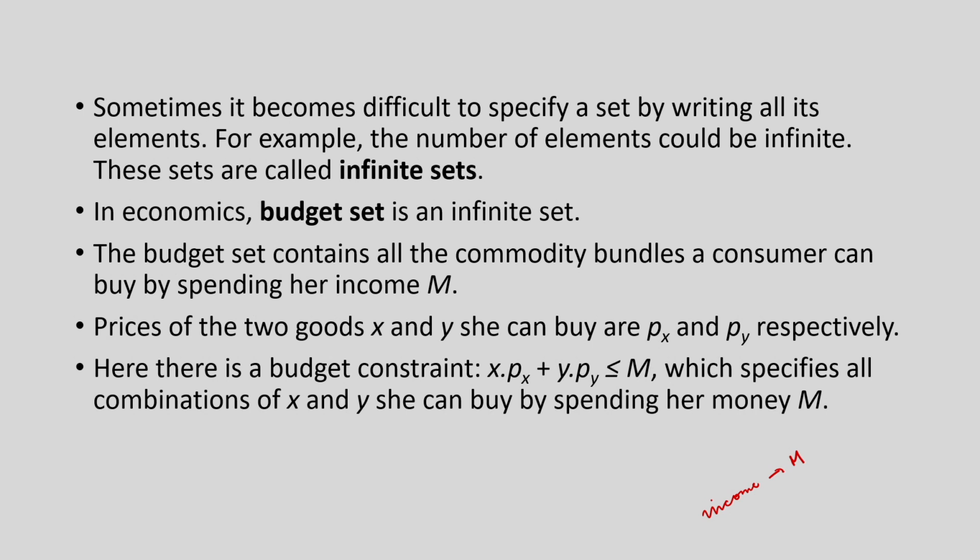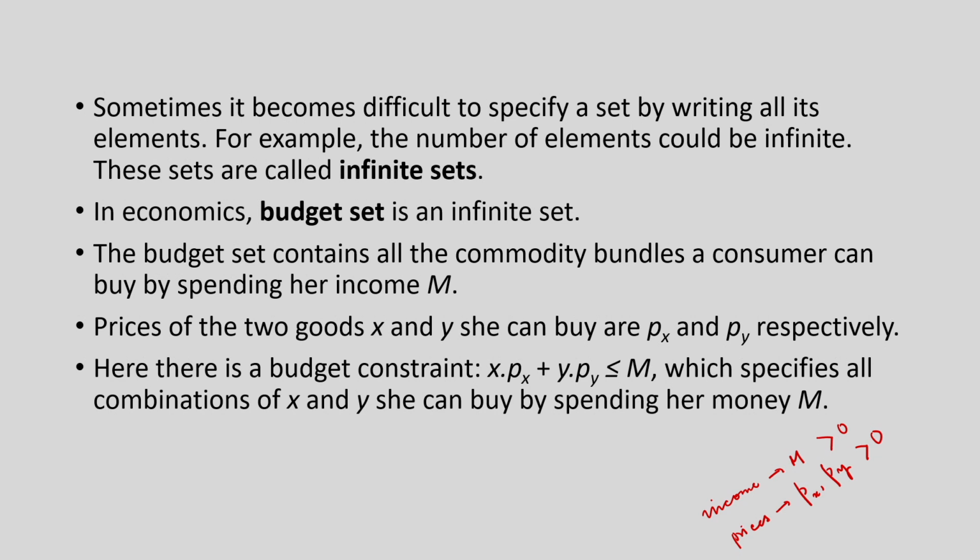And prices of the two goods that she can buy are given by Px and Py. So, prices are given by these two quantities, and we are implicitly assuming that all these are positive, because prices cannot be negative, we have seen that, and it can be 0 in very exceptional cases, but generally we can assume that the prices are positive.